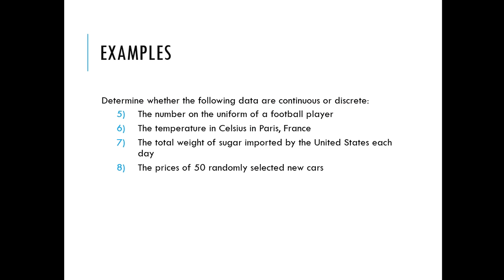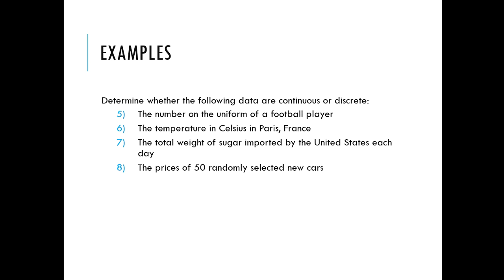So let's do some examples. Determine which of the following data are continuous or discrete. The number on the uniform of a football player. We don't really see any fractions or decimals on the back of football players' jerseys, so this would be discrete. The temperature in Celsius in Paris, France.